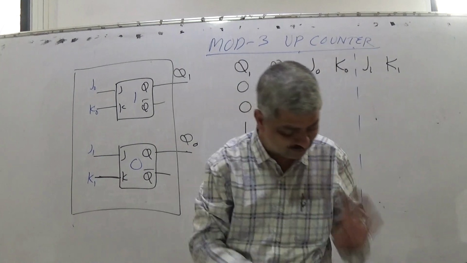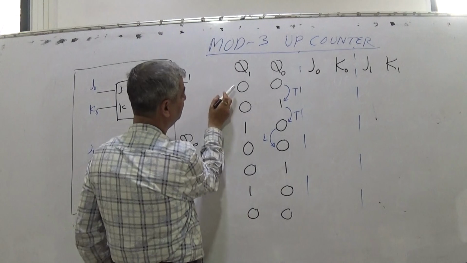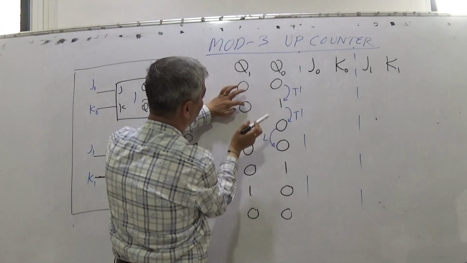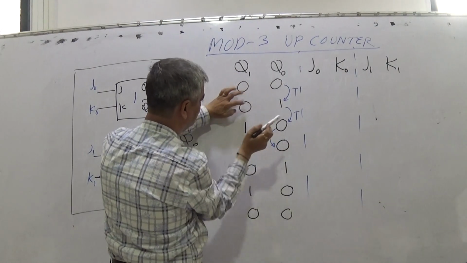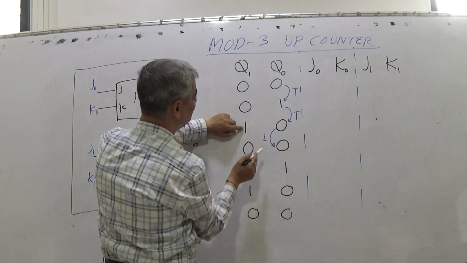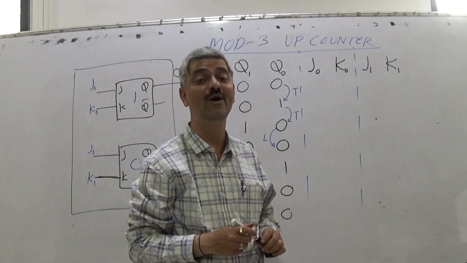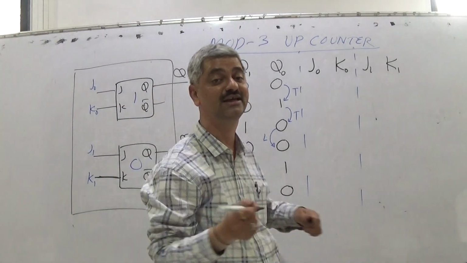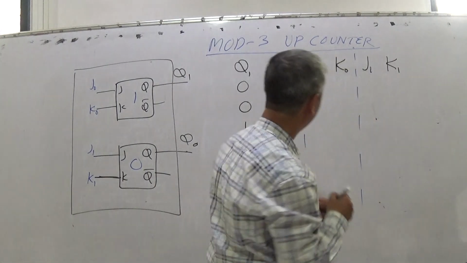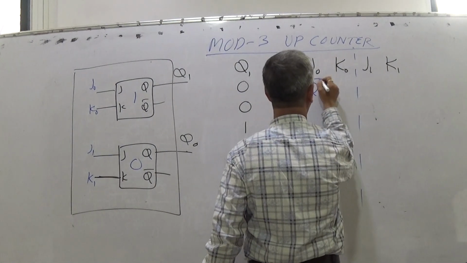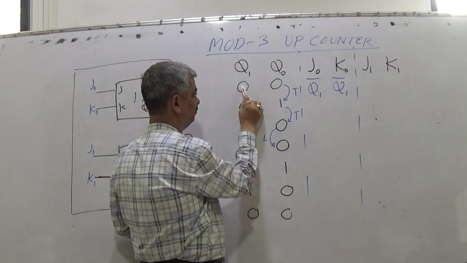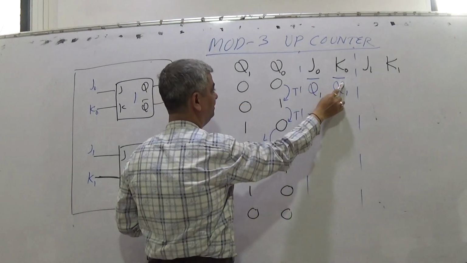So the conclusion we can draw is when Q1 is 0, Q0 toggles. When Q1 is 0, next time Q0 toggles. When Q1 is 1, next time Q0 maintains last state. So I can say that Q1 bar should be connected to J0 and K0. So what should drive J0 and K0 is Q1 bar, right? So Q1 is 0, so that time this will be 1, 1.